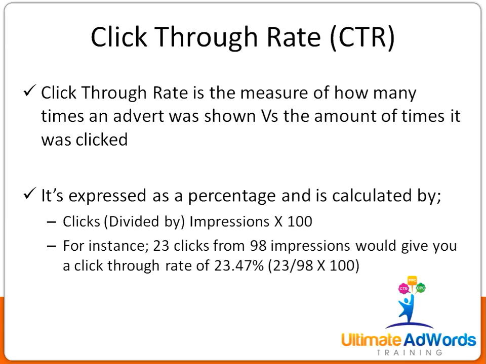Click-through rate, or CTR as you will see it in AdWords, is the measure of how many times an advert was shown, i.e. impressions, versus the amount of times it was clicked. It's expressed as a percentage and is calculated by clicks divided by impressions times 100. So in our example here, 23 clicks from 98 impressions would give you a click-through rate of 23.47%, based on 23 clicks divided by 98 impressions times 100.